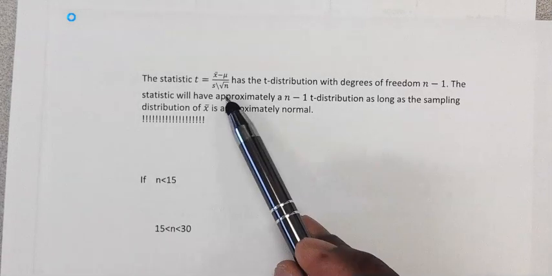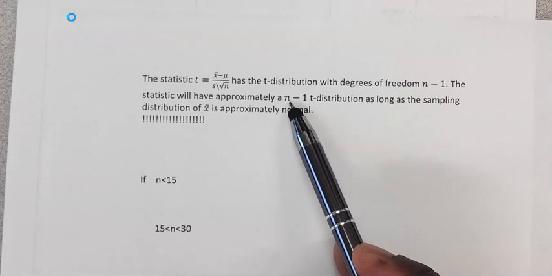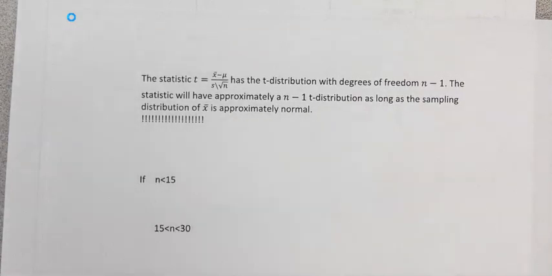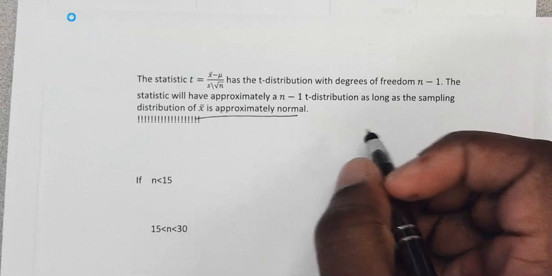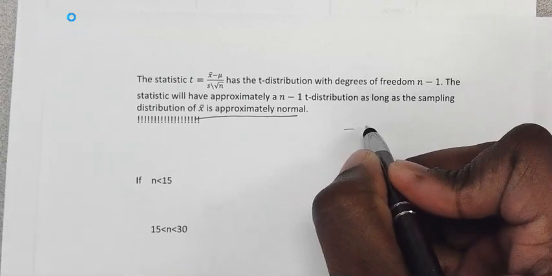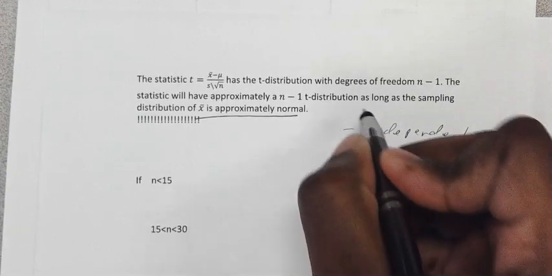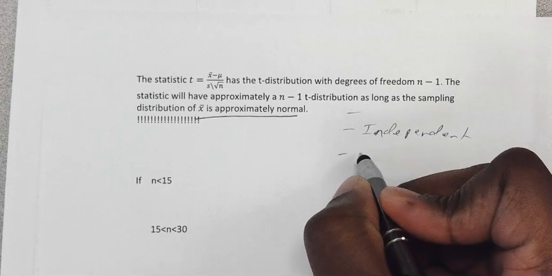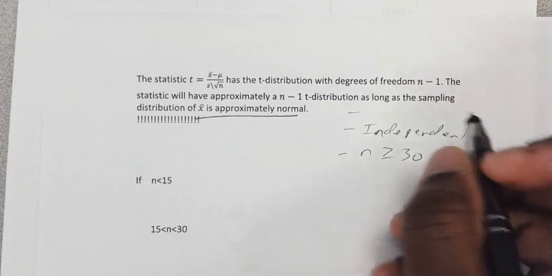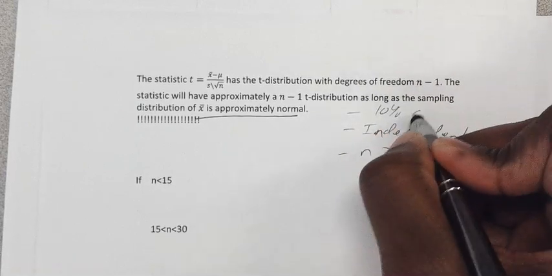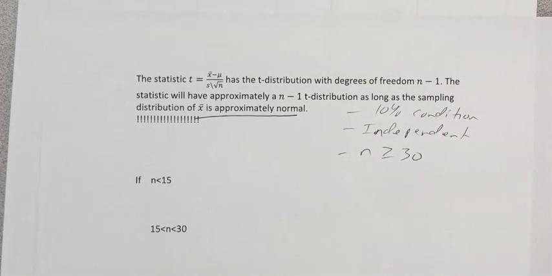The t statistic here has a distribution with degrees of freedom n minus 1, and the statistic will be approximately normal as long as the sample distribution is approximately normal. Basically, all the conditions for z still apply. The values have to be independent from each other. n has to be greater than or equal to 30. That's another condition that has to be met. Another condition is the 10% condition. All those conditions have to be met in order to use t-distributions.